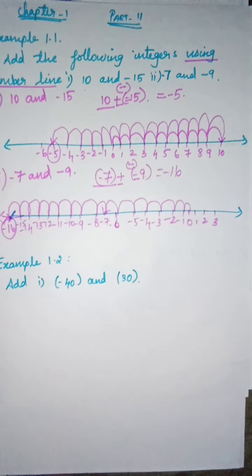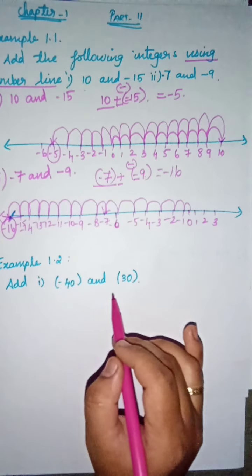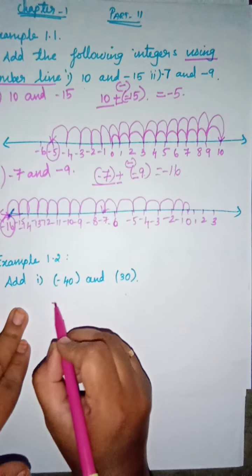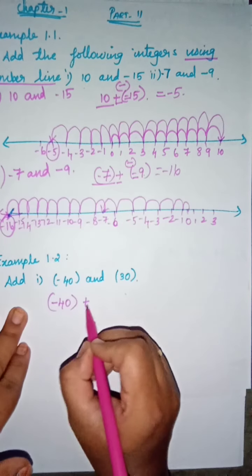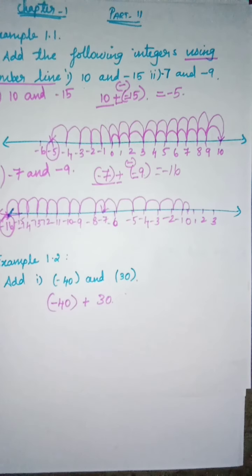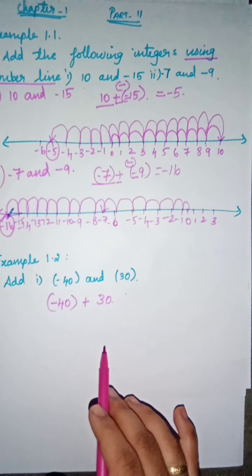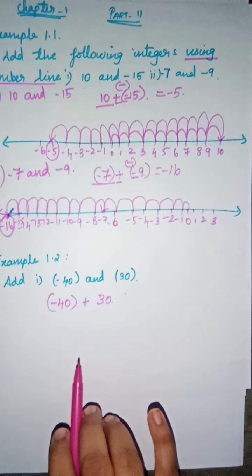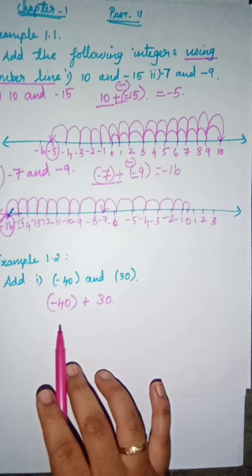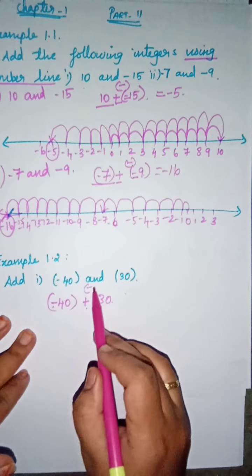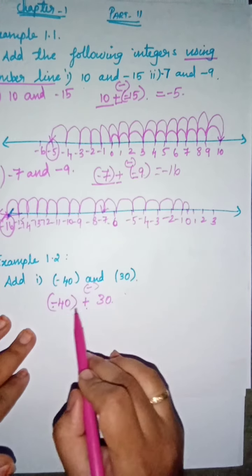They have given it as add minus 40 and 30, simply like that. So we have to convert this into normal form first. How? Minus 40 plus 30, isn't it? Minus 40 plus 30 means what do we have to do? We have to see the symbol first. While seeing the symbols here, it is plus and minus, so it is minus. Okay, so minus into plus is minus.